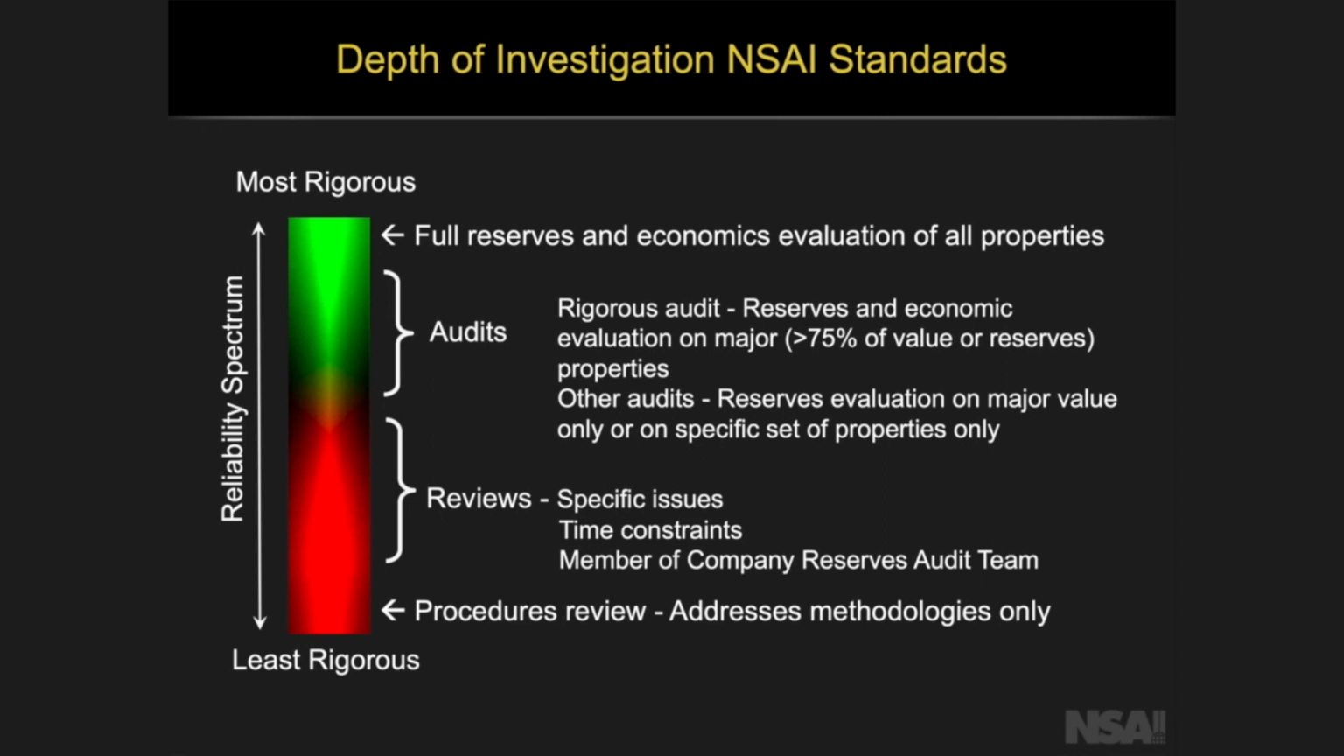The next level down is an audit. And sometimes that term is misused as a full reserve report, but in a rigorous audit, we look at the major value properties, maybe 80%, 75% of the value, or maybe the top fields of consideration, and do a full detailed evaluation there. The other parts will be looked at in just a general overview to make sure that they're consistent with overall trends and so forth.